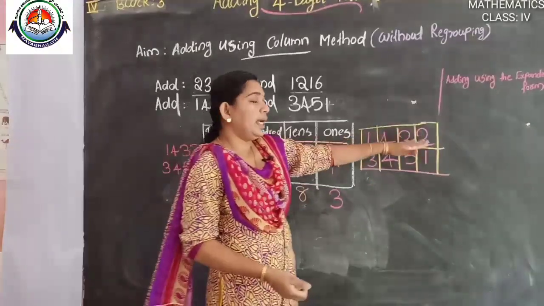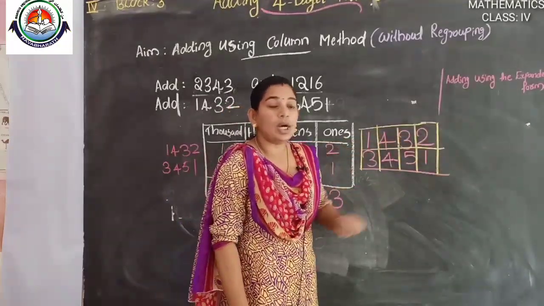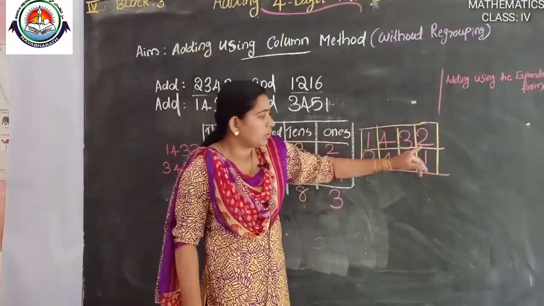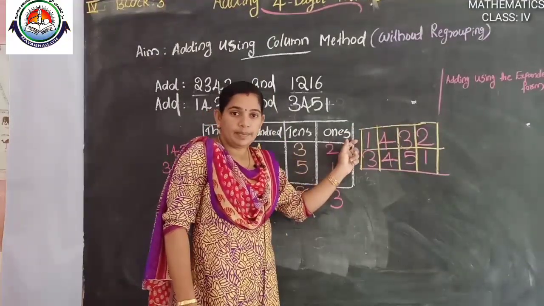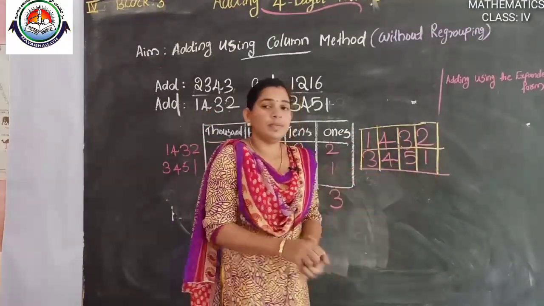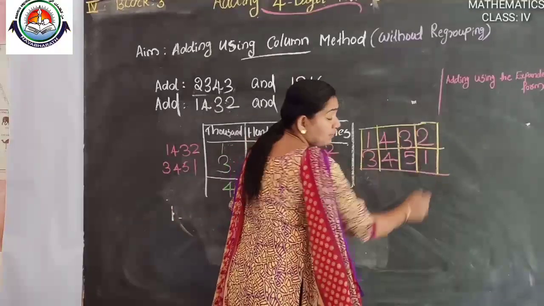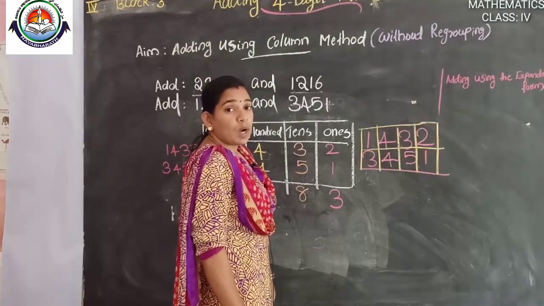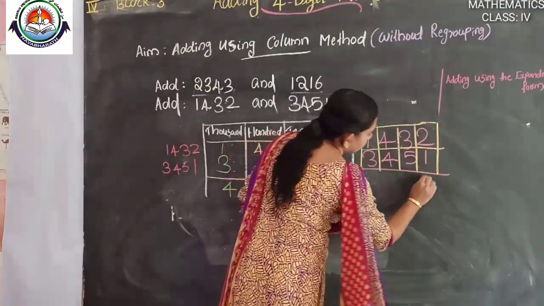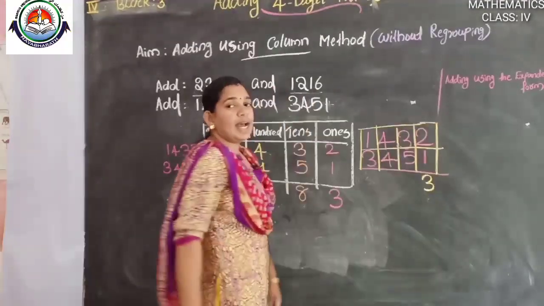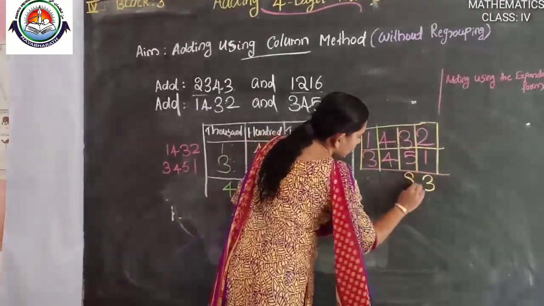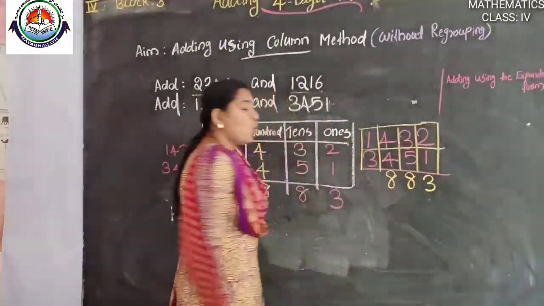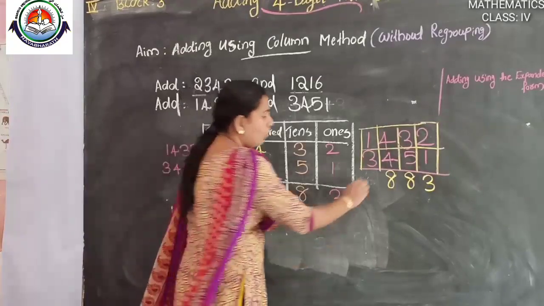Here we are only writing the digits, not mentioning the places. Here I mentioned the places? No. Here only the digits. Then adding these 2 digits. In the right side first column 2 and 1. 2 and 1, what is the value of 2 plus 1? 3. Then 3 plus 5, 8. 4 plus 4, 8. 1 plus 3, 4.